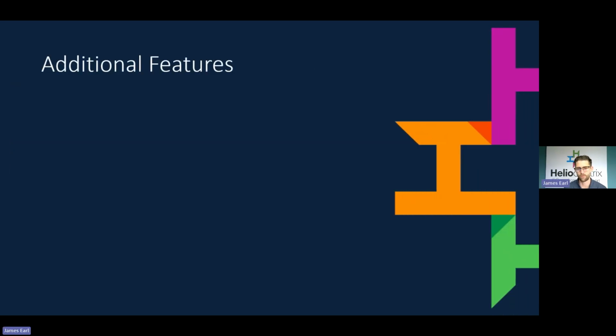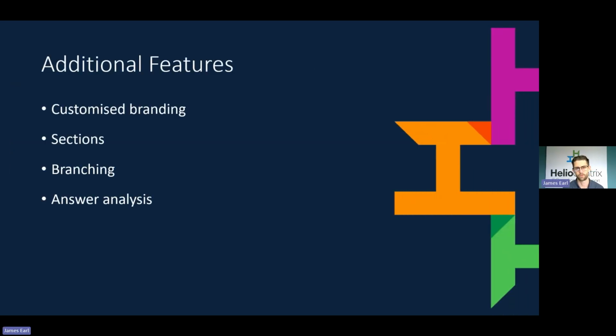Now, that was obviously a very basic run through of how Microsoft Forms work, and there is some additional functionality that can be useful. As I mentioned, there is the ability to create some custom branding, so you can change the colors and add your company logos to ensure that the form aligns with your company branding. You can also create sections. These are really useful if you're trying to break down a long form into more manageable chunks that make it a lot easier for your users to complete.